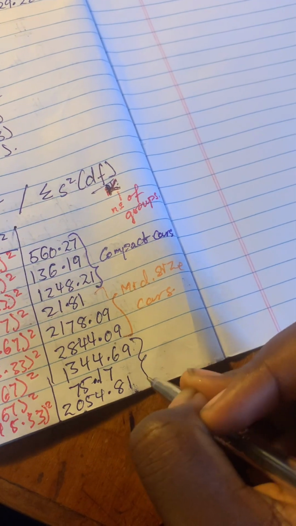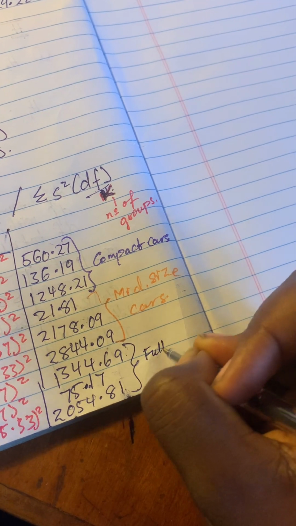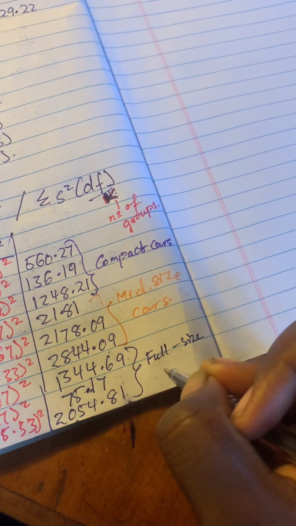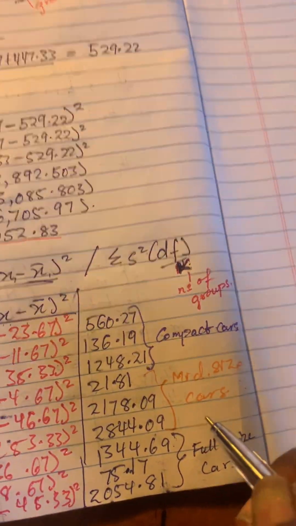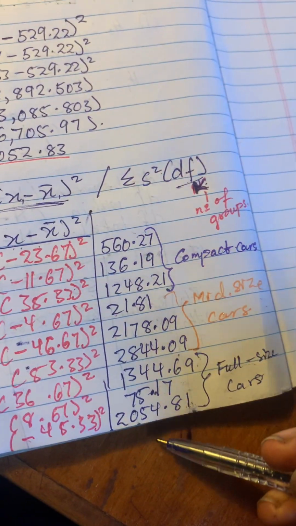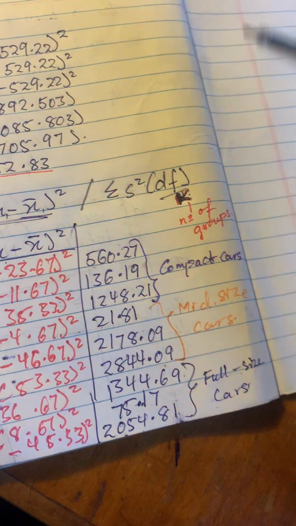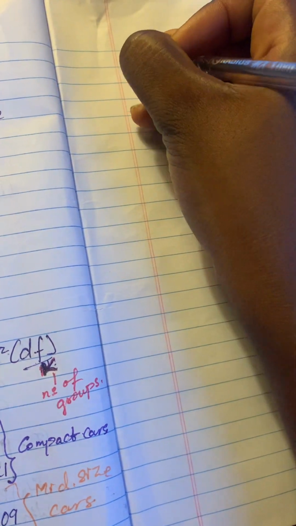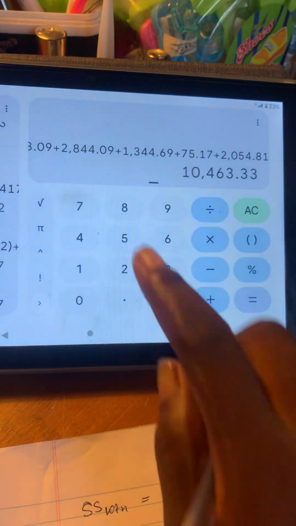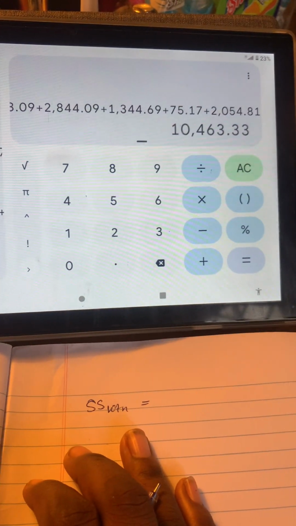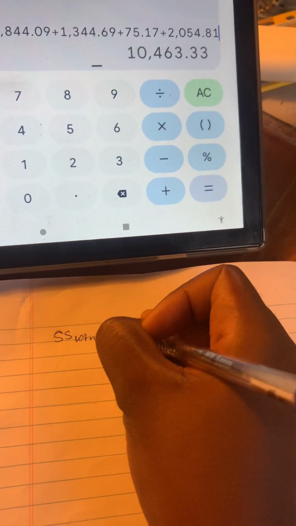So we are calculating for the full-size cars, and we've gotten the sum of squares within values for these full-size cars. So we add all of them. We add the compact car to the mid-size car, then to the full-size car. We add all the three groups together. So therefore, our sum of squares within the groups value, when we compute it, our answer will be 10,463.33.